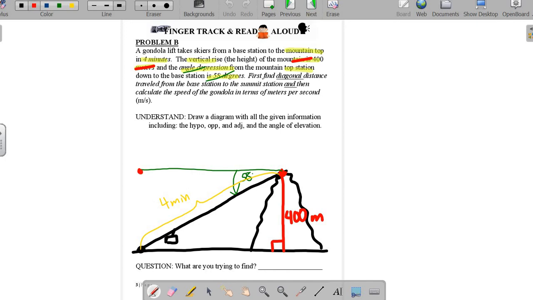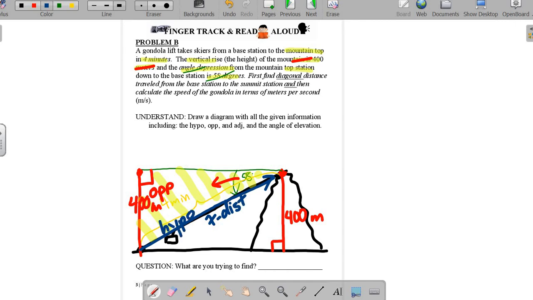Whenever you have an angle of depression, you essentially have 2 right triangles. So this is the right triangle you are working with right here. The ultimate goal will be to find this length, which we are going to call x. So from the 58, you label opposite, adjacent, and hypotenuse. The 400, of course, is the opposite. Our x, which is our distance, is our hypotenuse. You're not using time yet.